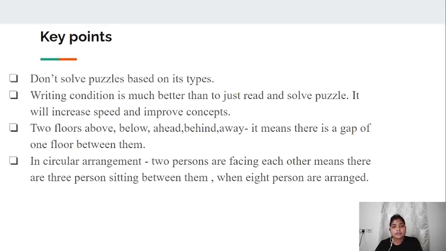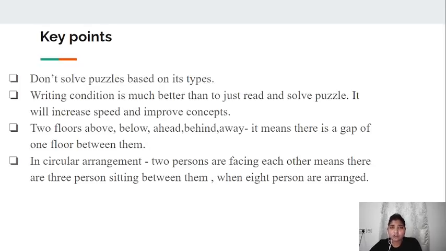And the second point is very important. Many people still try to solve puzzles by just reading the question and solving accordingly. I would suggest that you try to write it in condition form. I mean, we have to write a gist of the question in keywords, because that will make it easy, reduce your time, and you will maintain accuracy also. So writing conditions is much better than just reading and solving the puzzle.